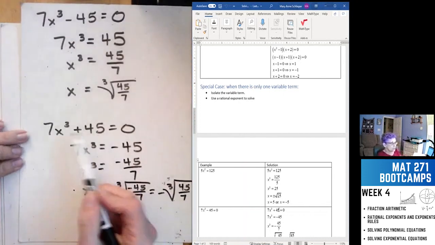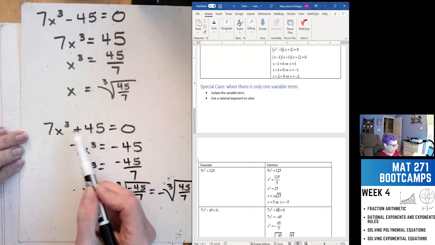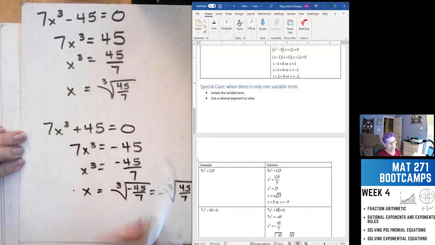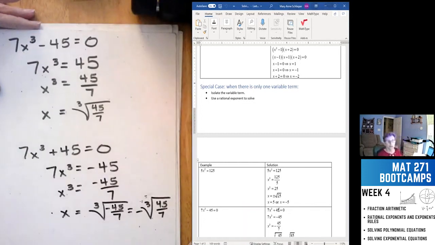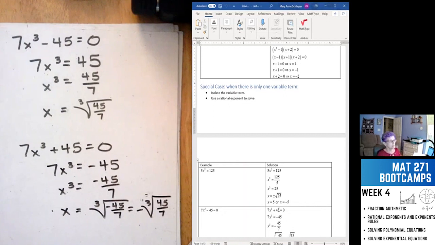Now, if you really want to, you can factor a sum or a difference of two cubes, and you'll always only get one real answer. You get one real answer and two imaginary answers. But you can just take the cube root of each side. Much easier.